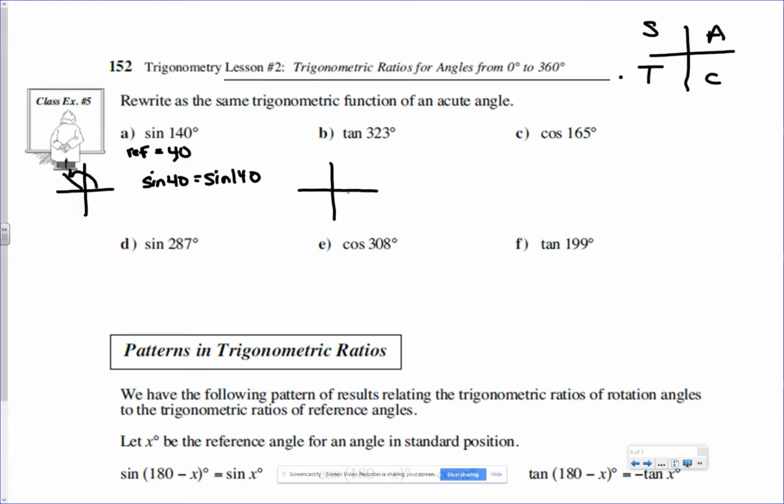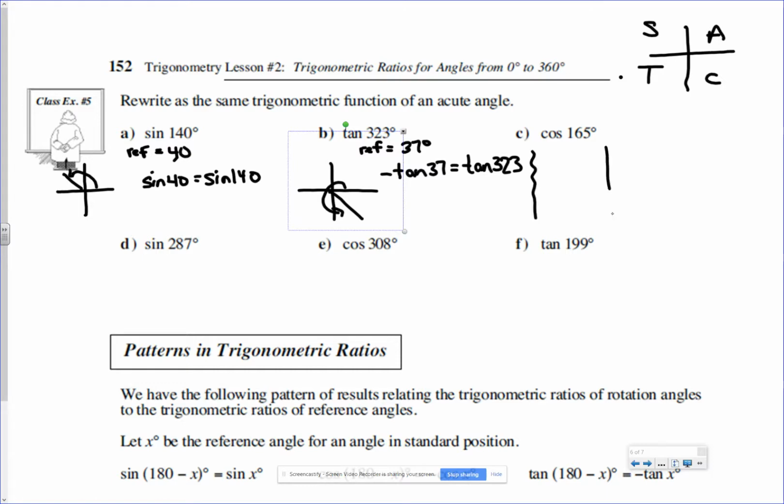If I look at my second one here, I have tan of 323, which is in that quadrant. That gives me a reference angle here of 37 degrees. And then because cosine is the one that's positive in that quadrant, I would have to write negative tan of 37 to get me the same answer as tan of 323.